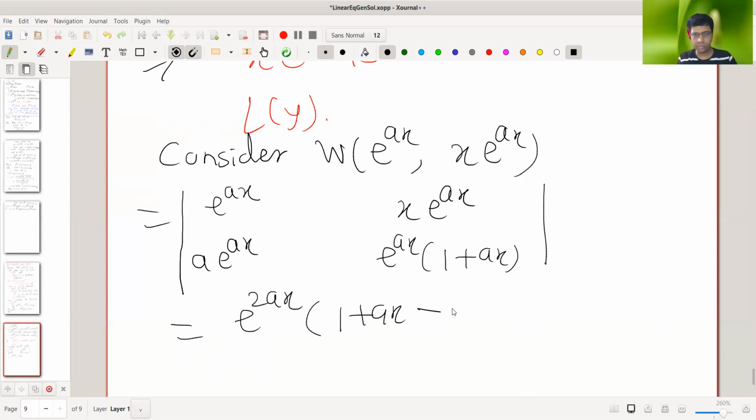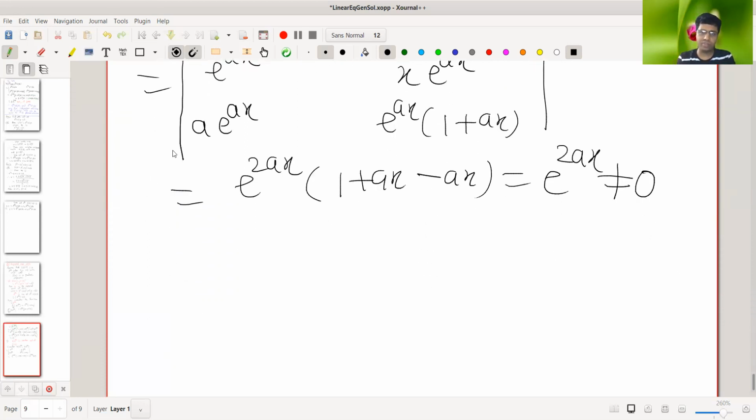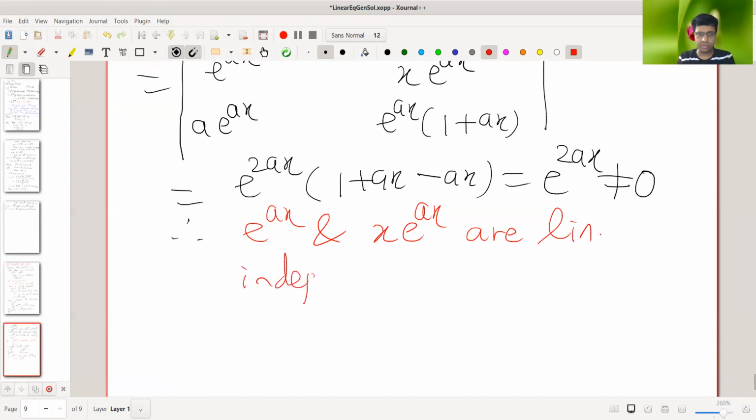Okay, so this is simply e raised to 2ax, and this cannot be 0. Okay, we know that an exponential function with a real variable on the real line cannot be 0, for any value of real x and a. That means these two functions are independent and we can have the general solution. Therefore, e raised to ax and x e raised to ax are linearly independent.